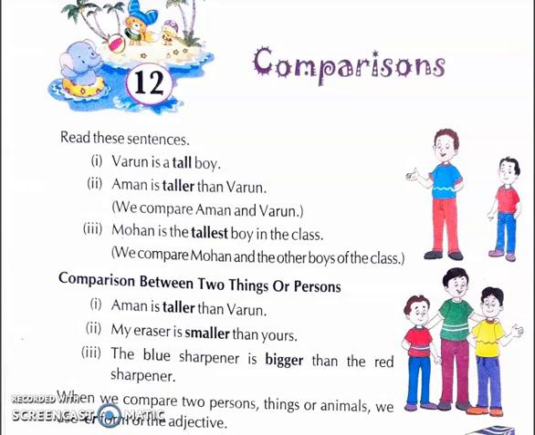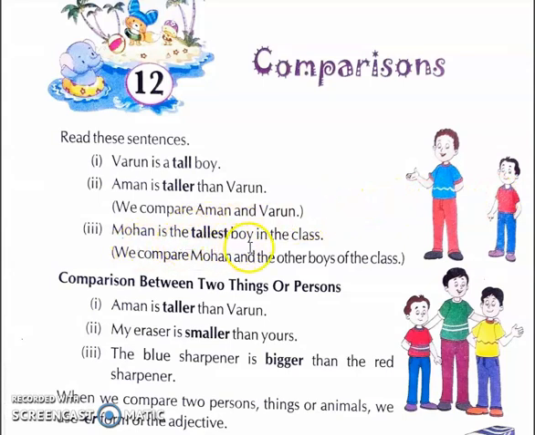In English grammar we had completed till chapter number 11 and we are going to start chapter number 12, comparisons. Now read these sentences. Varun is a tall boy. Aman is taller than Varun. So we are comparing Aman and Varun. Here are two boys, Aman and Varun, and we can see that he is Aman and he is Varun. We can see that Aman is taller than Varun.